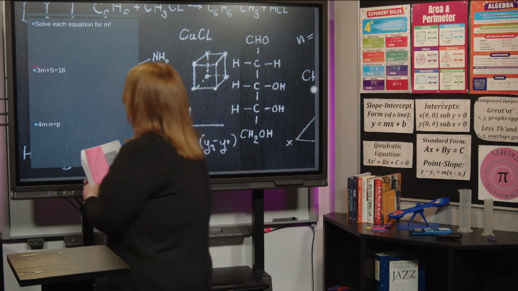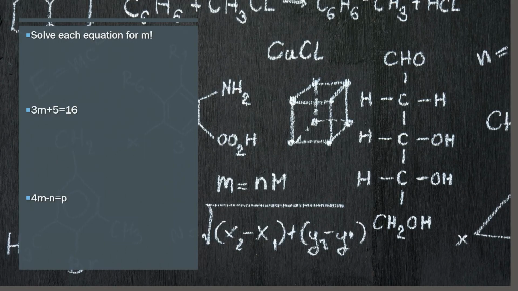Here we go. I'm going to do opposite operation to get m by itself. So I'm going to subtract 5 on both sides. I have 3m equals 11. I'm going to divide by my 3. M literally equals 11 over 3.